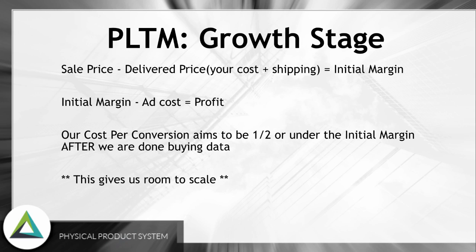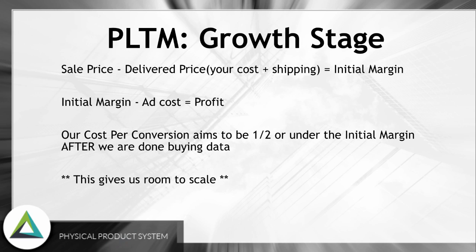So sale price minus delivered price will give you your initial margin, right? That's the profit per item that you could have if you had no further costs. But we're all paid traffic marketers here. So the initial margin minus the ad cost is your profit. So the ad cost is a variable though, right? I mean, a lot of these things are variable, but once you get them set in stone, your sale price is going to be fixed. Your delivered price is going to be fixed. It's the ad cost that's variable and the one that we really have to monitor.